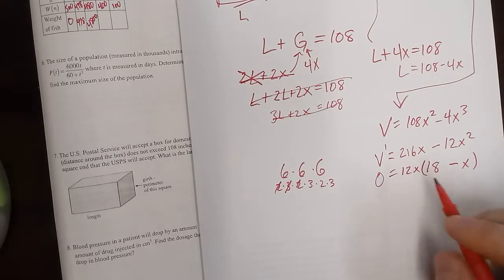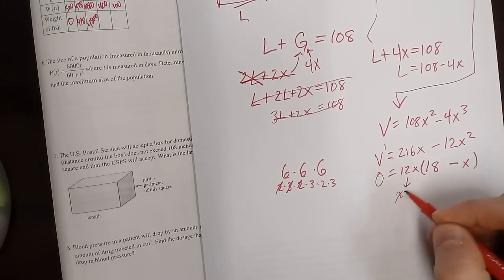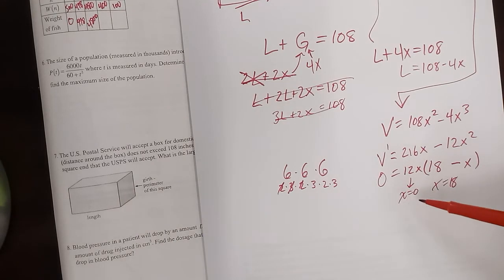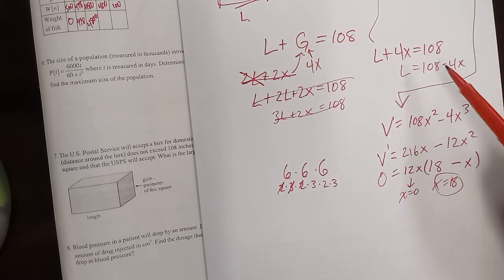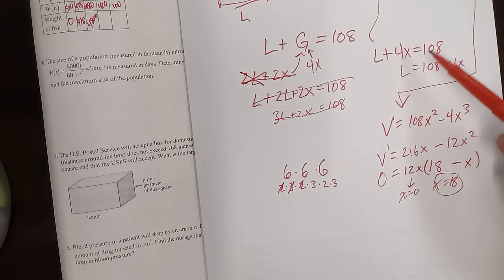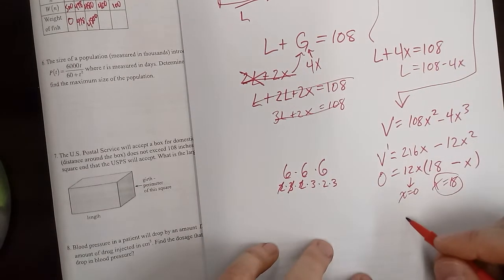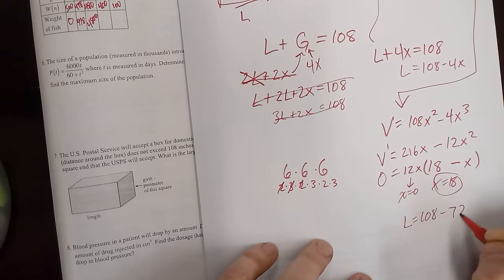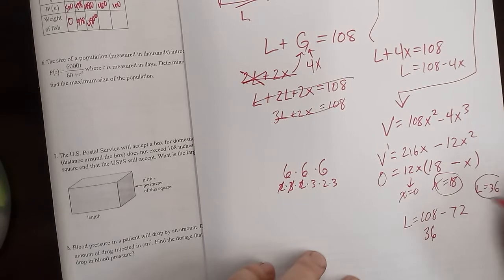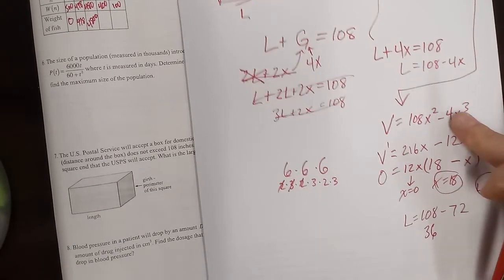So one of our possibilities is x is equal to 0. Another possibility is x is equal to 18. So if x were equal to 0, that means that our box would have 0 girth and our box would not exist. So it's going to need to be 18 is going to be our x, and then L is going to be, well, 18 times 4 is 40 plus 30, so 72. So L is equal to 108 minus 72, which is 36. So L is 36. Well, there you go. One is twice the other.